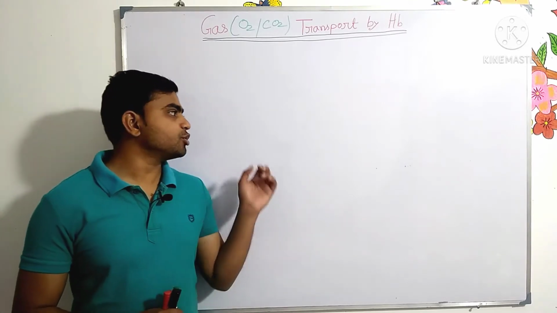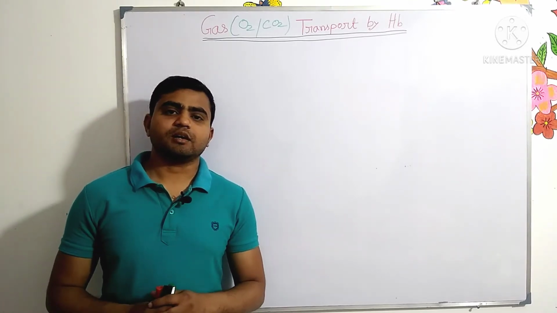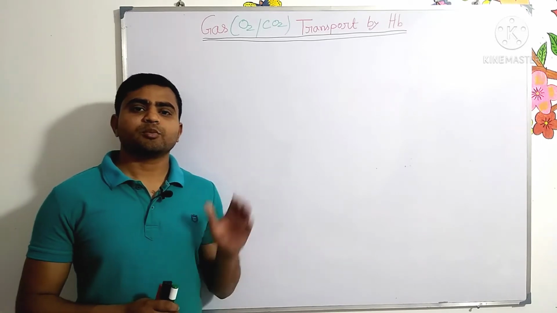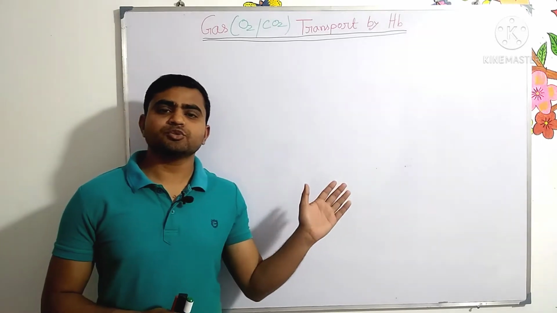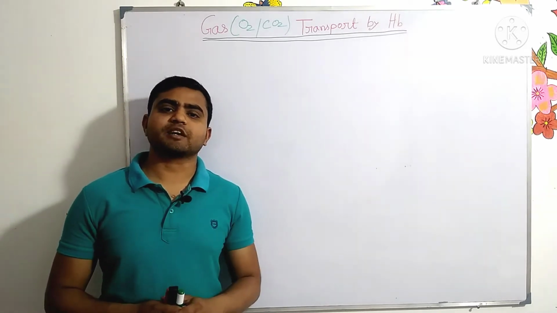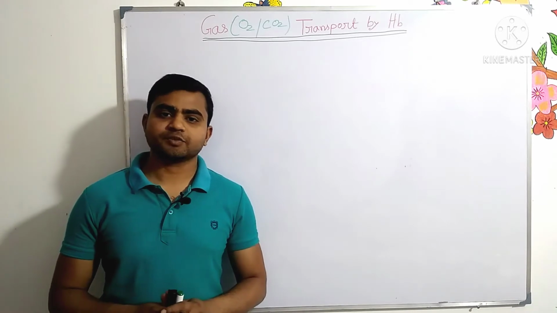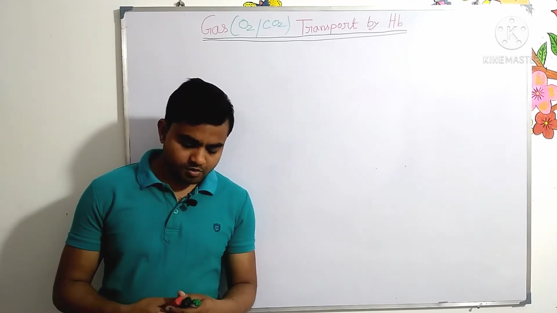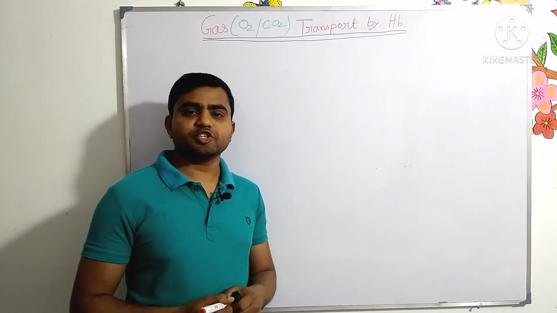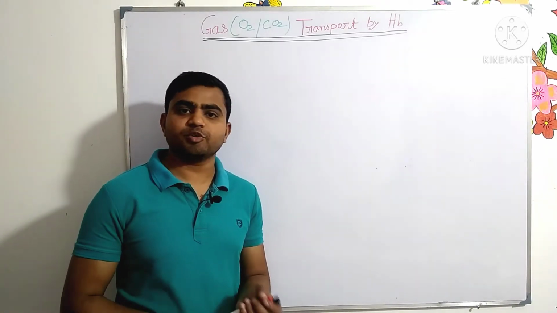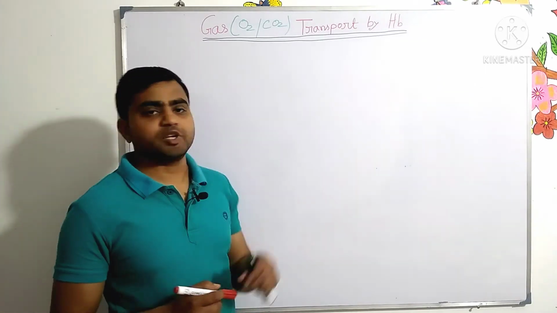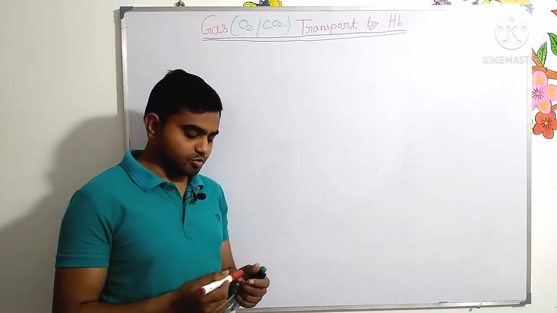Today I will discuss the gas transport by hemoglobin. I will show how hemoglobin carries oxygen from the lungs to the tissue, and how from the tissue hemoglobin carries carbon dioxide to the lungs. So let's start: what happens in the lungs and what happens in the tissue. I will explain this topic on a molecular, biochemistry basis.